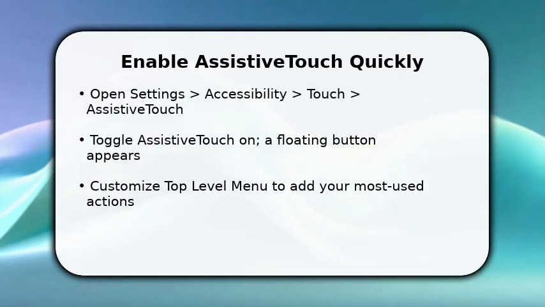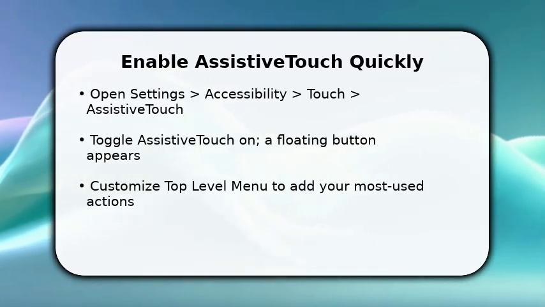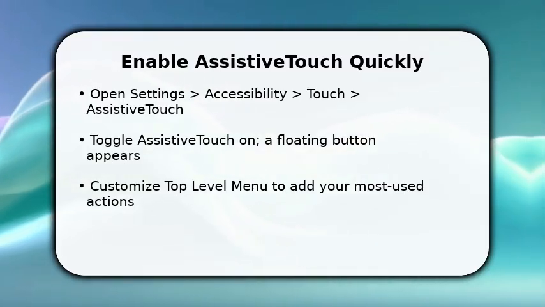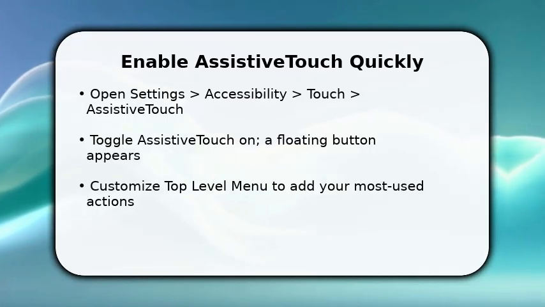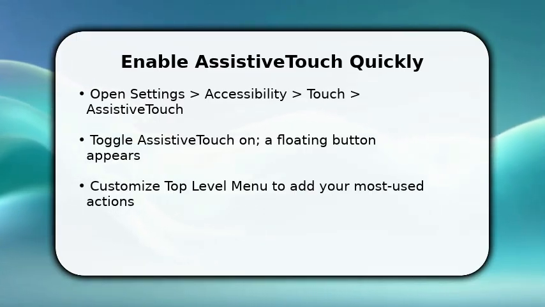You start by enabling Assistive Touch so you have the floating control available immediately. Open Settings, go to Accessibility, then Touch and tap Assistive Touch. Turn the switch on and watch the small, movable button appear. This is your primary control.